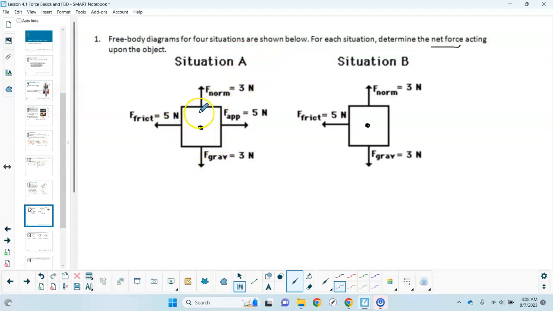So we have these four forces here. Gravity going down, some applied force going to the right, the normal force going up, and then some friction force going to the left. If you look at it, they give you values. So you can do this a couple different ways.